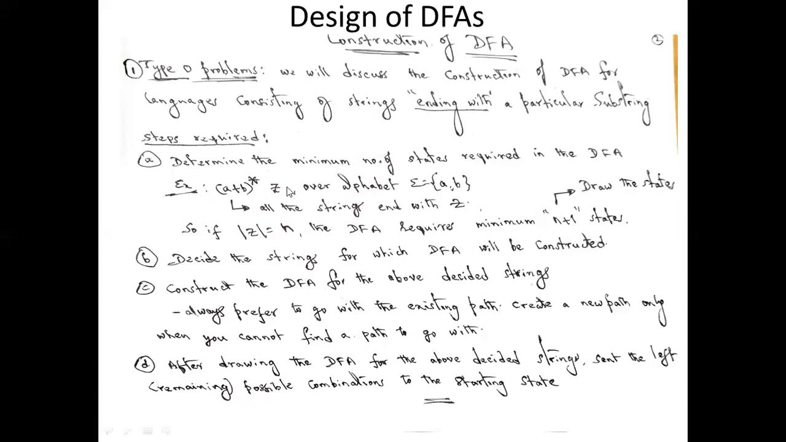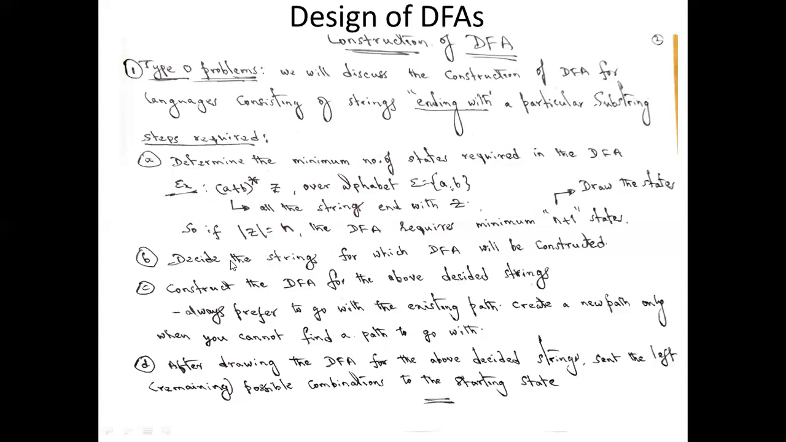After deciding the number of states required, we draw those states without any connections. Now decide the strings for which the DFA will be constructed. I will tell you after taking one example how to construct the required strings. In the first step, we calculate the minimum number of states required for constructing the DFA, and we draw those minimum number of states.